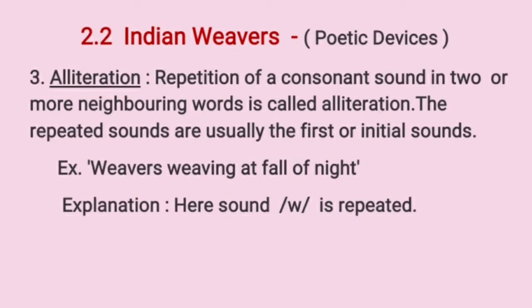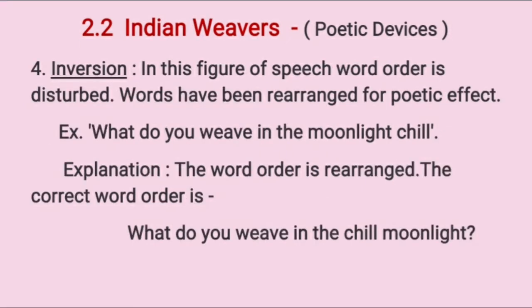Number 3. Alliteration. Repetition of a consonant sound in two or more neighboring words is called alliteration. The repeated sounds are usually the first or initial sounds. For example, "Weavers weaving at fall of night." Now in this example, "weavers weaving." Here, the sound W is repeated. So this is an example of alliteration.